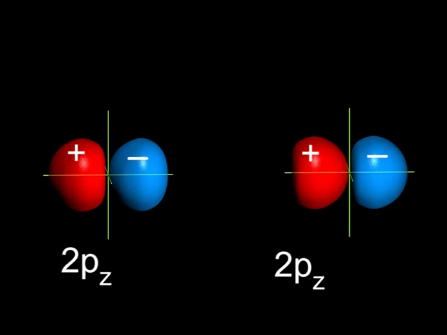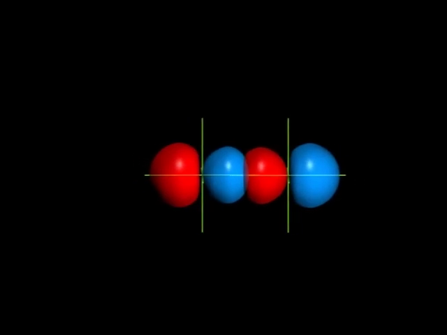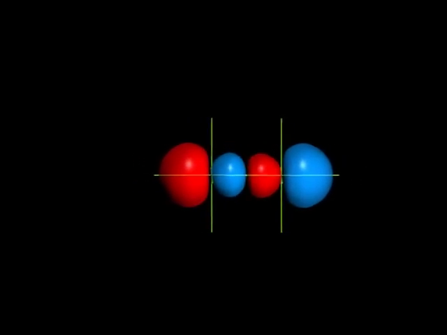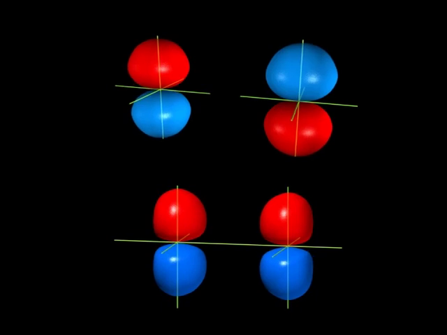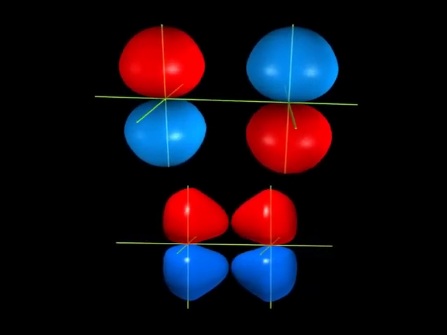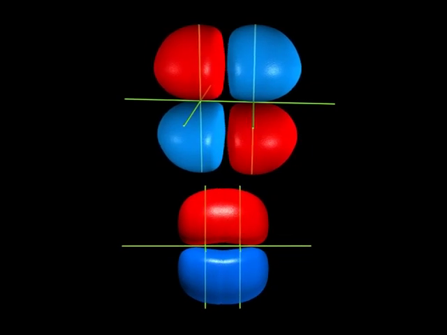If the lobes of the two 2pz atomic orbitals which are facing each other have opposite signs of the wave functions, their axial overlap will result in the formation of sigma star 2pz antibonding molecular orbital. The shown image depicts that two 2px atomic orbitals overlap along the sides to form two molecular orbitals.